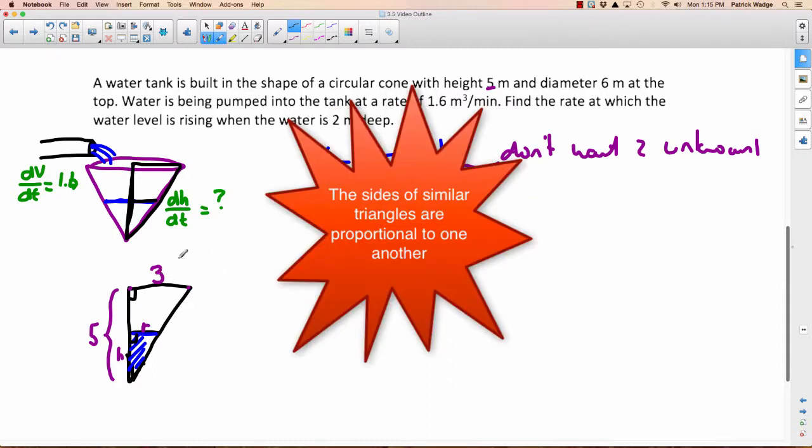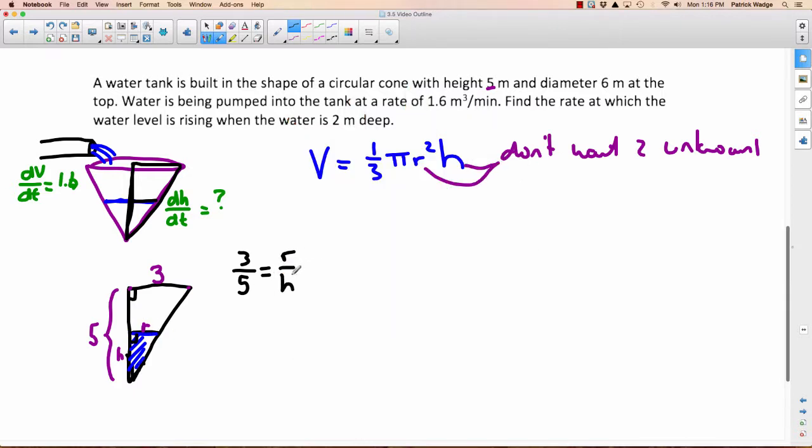The ratio, for example, if we look at the big triangle, the ratio of 3 to 5, this side to this side in the big triangle, has to be equal to what in the small one? R to H in the small one. And now what we should do is solve, either solve for H or solve for R. And the one you solve for is actually the letter that will disappear once you substitute into this.